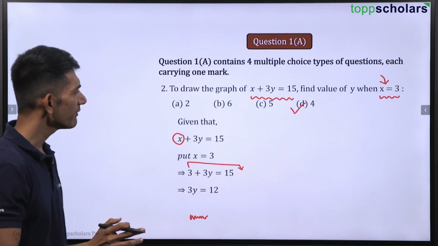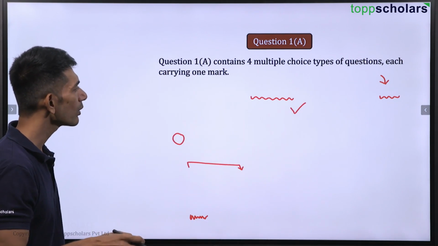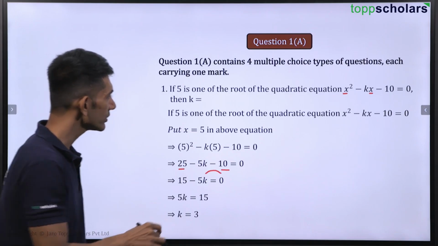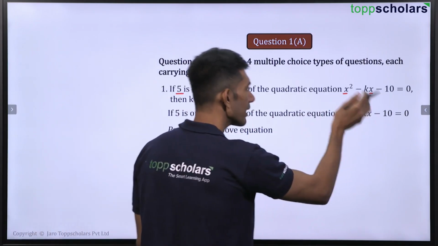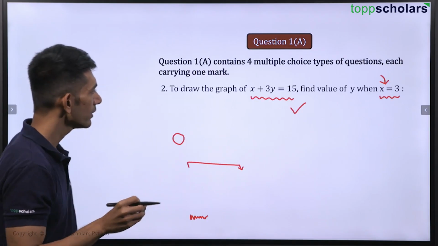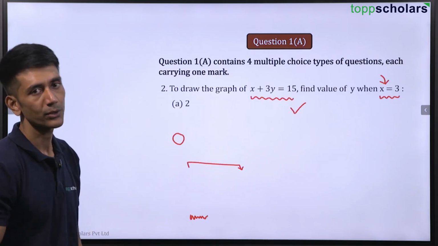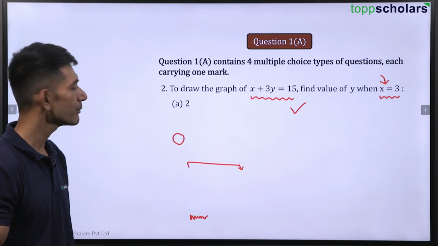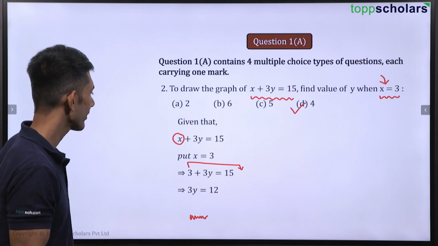Simple question. In fact, if you see, both the questions were similar only. In the previous question, this was based on quadratic, but we substituted the value. This was based on linear, again we substituted the value. So overall we have done the same thing. Nothing new in that. Correct?